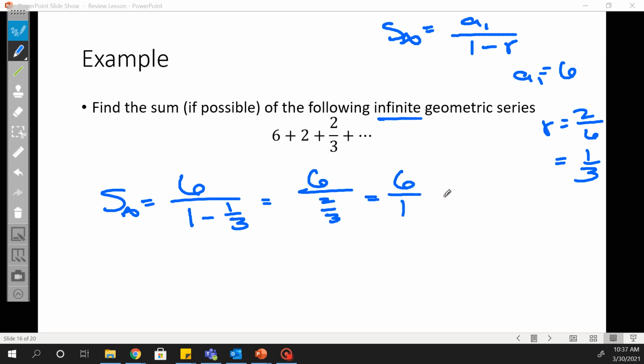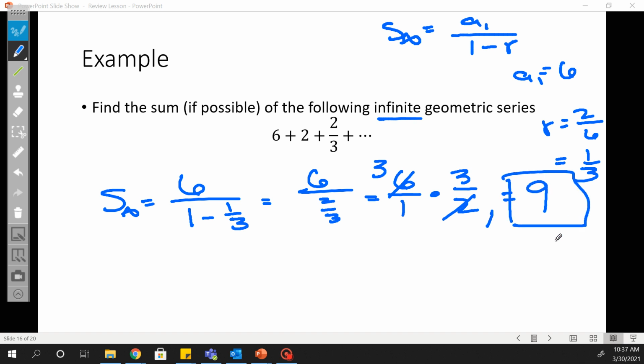So 6 over 1 divided by 2 over 3, so times 3 over 2. These have a factor in common of 2, so I get 9. 9 is the sum of this infinite geometric series. Now this you can only do using the formula because you can't write out every single term. It's crazy. Can't do it.